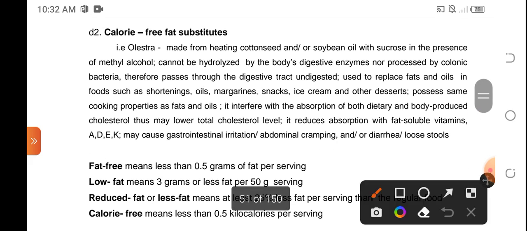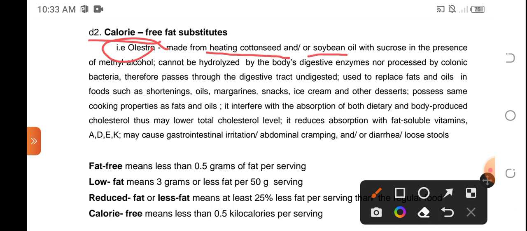Now, another fat substitute is the calorie-free fat substitute, in the trade name Olestra. So Olestra is a trade name wherein it came from heating cottonseed or soybean oil with sucrose in the presence of methyl alcohol. So unlike Simplis, Olestra could not be hydrolyzed by the body's digestive enzymes, and it could not be processed by colonic bacteria. Therefore, could only pass through the digestive tract undigested.